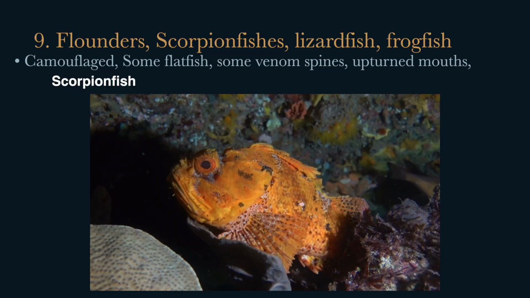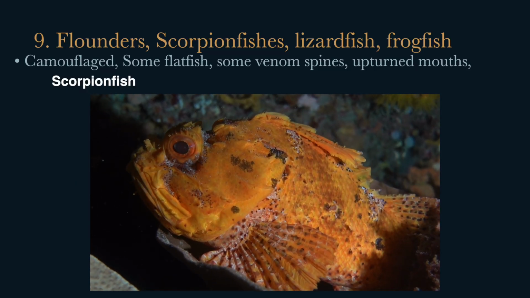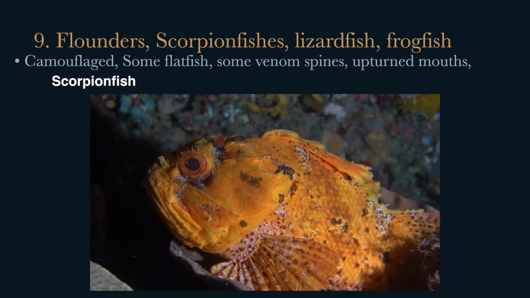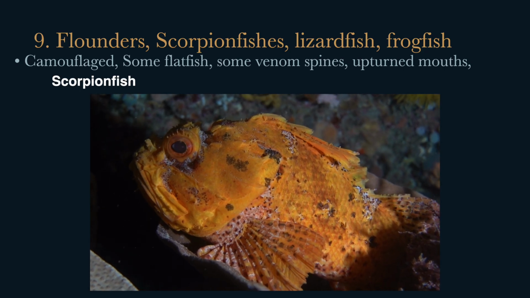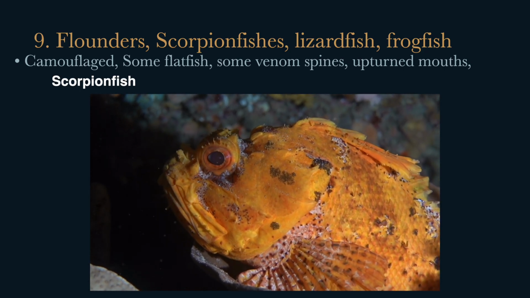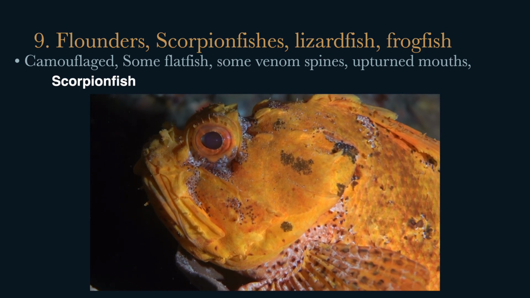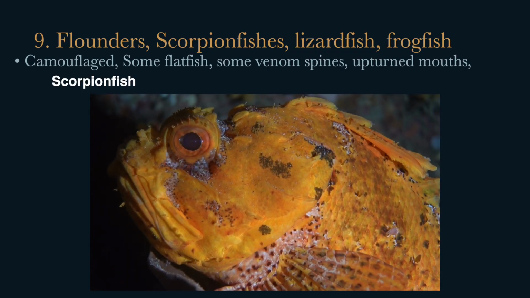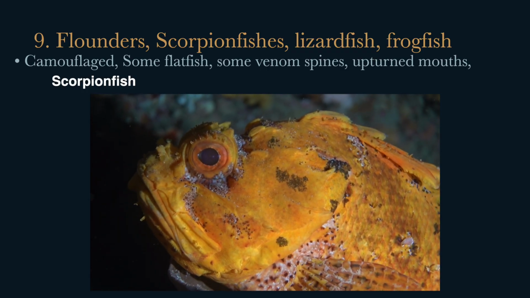Scorpionfishes are also ambush predators. They lie camouflaged on the bottom waiting to attack. They are part of the Scorpaenidae family, which includes lionfish and stonefish. They have venomous spines on their back and often don't move, and can sting divers if trodden on, so be careful.